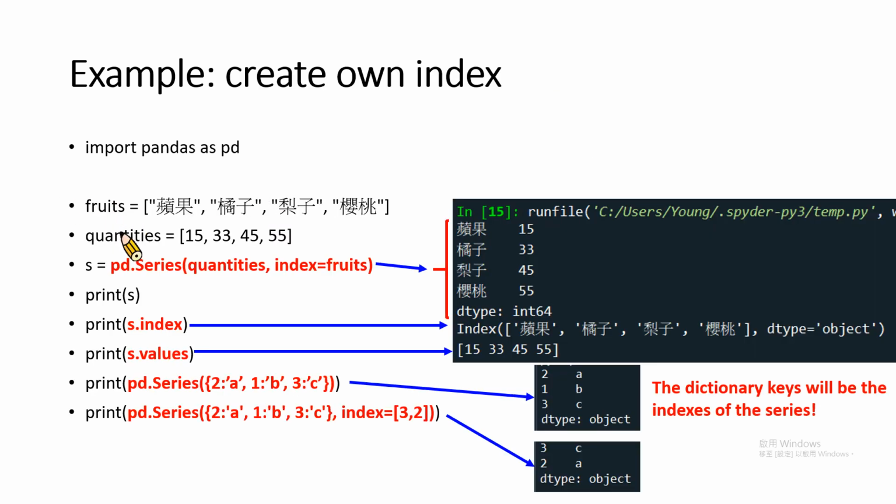And in this case, we construct the series and specify the index for the series. So we have fruit and quantities, and we use fruit as the index. If you print out the series, you will see the series data, and these fruits are the index for the series.